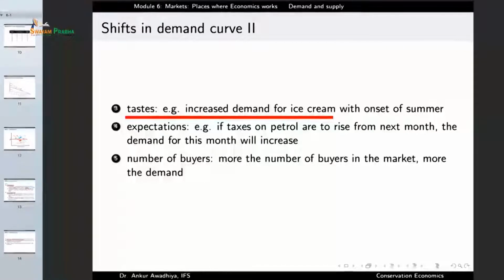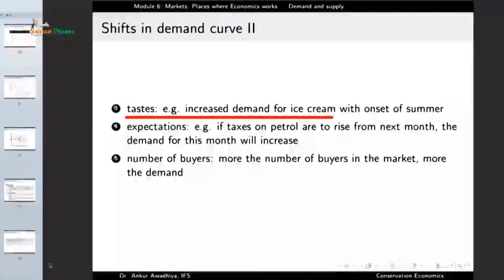And also the number of buyers. So more the number of buyers in a market, more is the demand. And this especially holds true when there is an economy that is opening up. So earlier in our country, when our market was not an open market, then only the buyers in India were able to purchase the goods that were being produced.